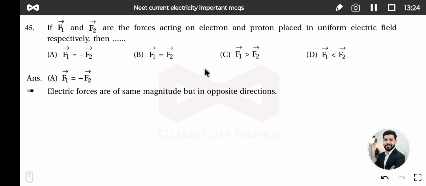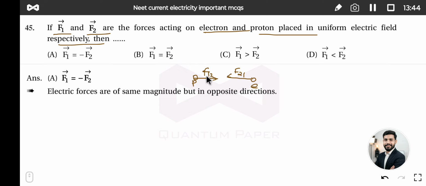The next question is, if F1 bar and F2 bar are two forces acting on electron and proton placed in uniform electric field respectively, then. So we know that on both the charges, whatever force is there, okay, let's say proton and this electron, this is let's say F12, this is F21. So both the forces are same in magnitude but opposite in direction. So the correct answer is A.